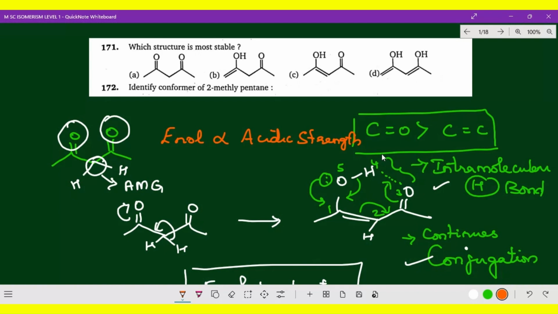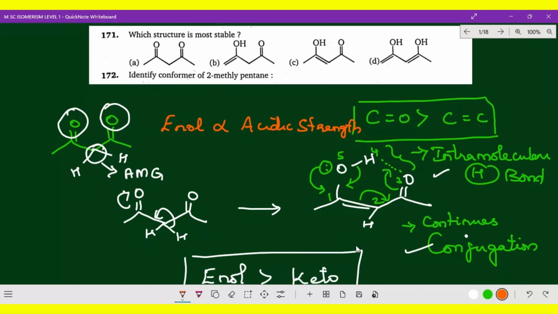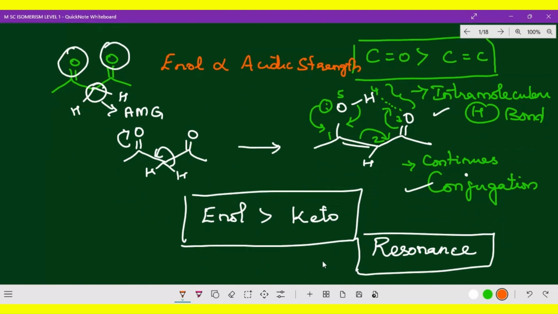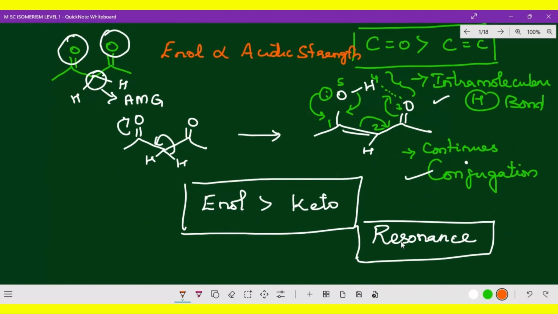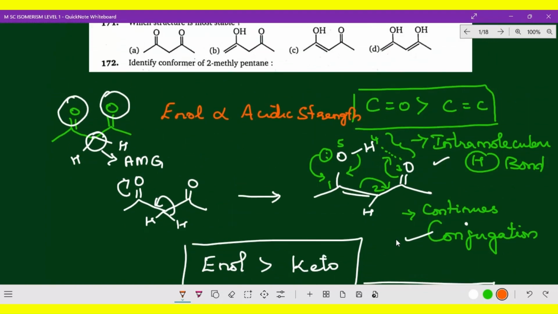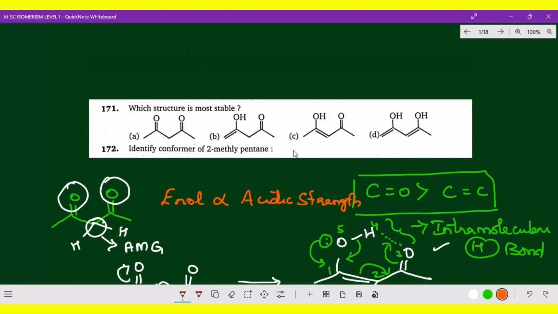See, these are all the main important points. One more point: enol content is directly proportional to acidic strength. Active methylene group, and mainly it is resonance. Where resonance is there, that form will be more stable. So option C is the correct option. Okay, let's go to the next question.